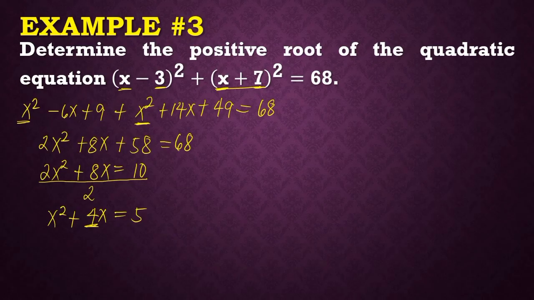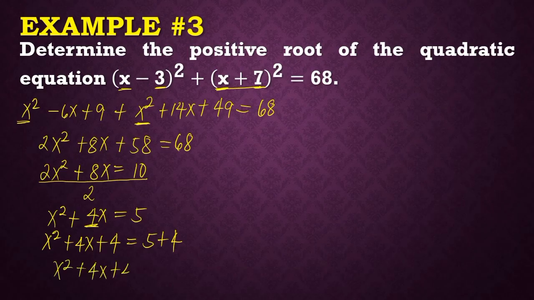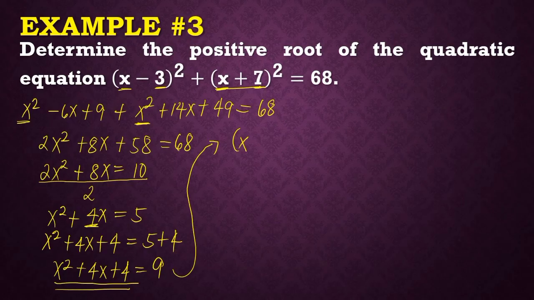So, magiging x squared plus 4x plus 4 is equal to 5 plus 4. Next, magiging x squared plus 4x plus 4 is equal to 9. So, yung next natin na gagawin, yung x squared plus 4x plus 4, i-express natin siya as the square of binomial form. So, ang mangyayari doon, square root of x squared, that is x, and then follow the sign of the middle term plus, and then we subtract the square root of the last term, square root of 4, that is 2, and then squared, equals 9.